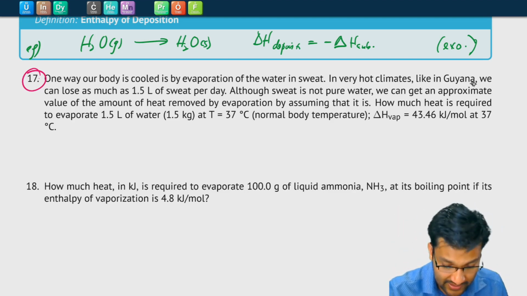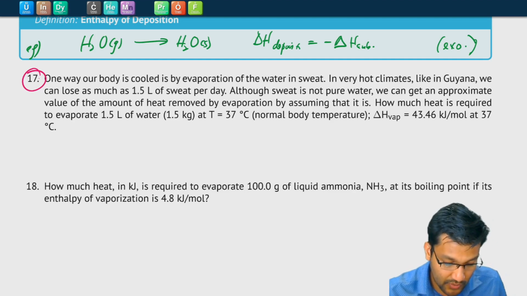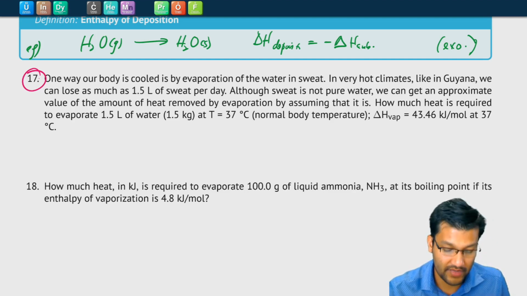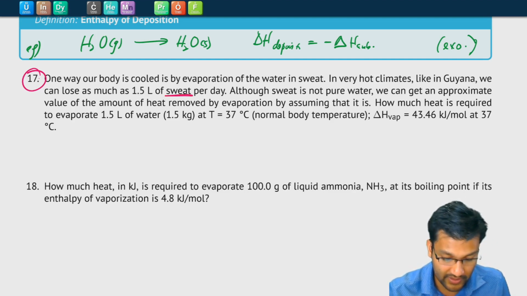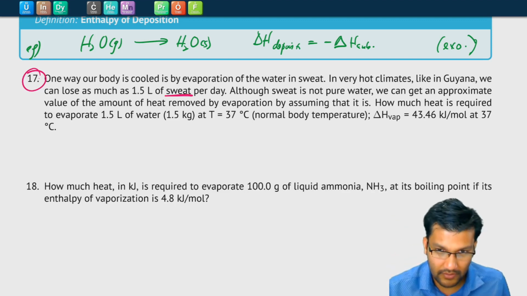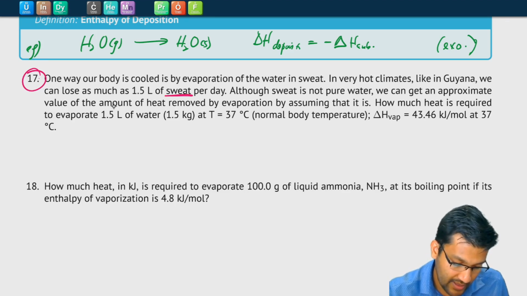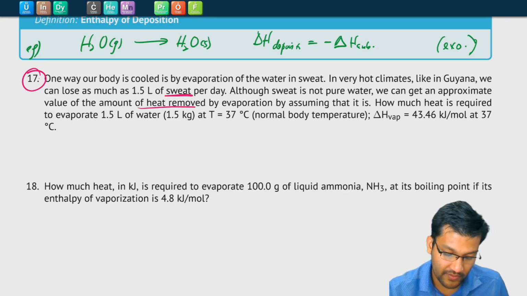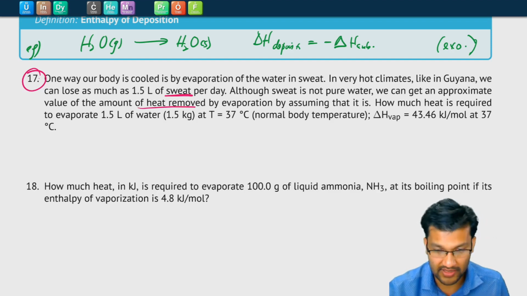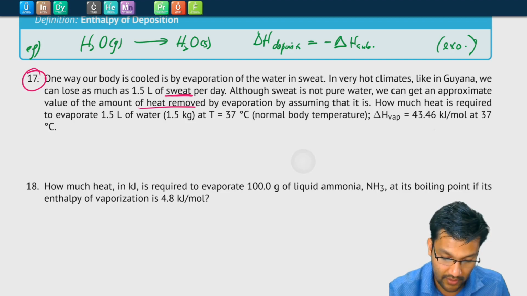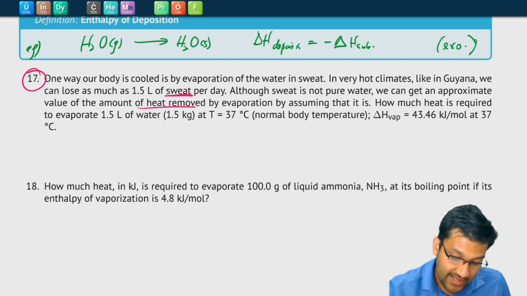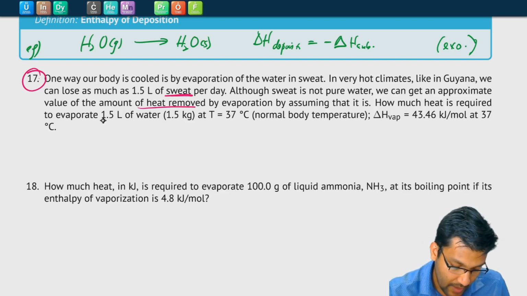So in very hot climates, like in Guyana, we can lose as much as 1.5 liters of sweat, really, per day. And for this exercise, even though sweat's not pure water, it has other stuff in it, we're going to treat it as pure water, and we're going to calculate the amount of heat removed by evaporation, assuming that's the amount of heat that we actually lost. So the question is asking how much heat is required to evaporate 1.5 liters of water.